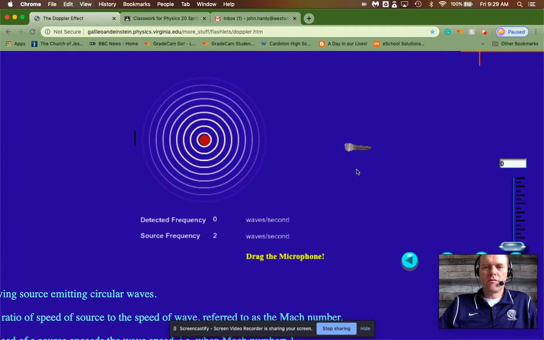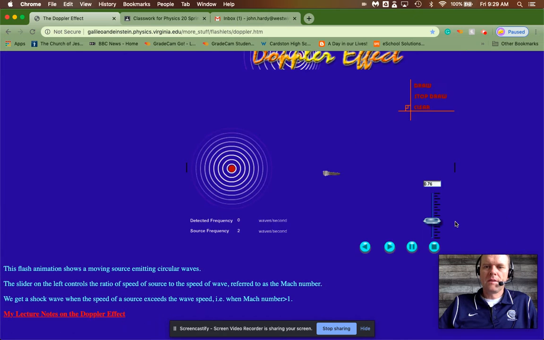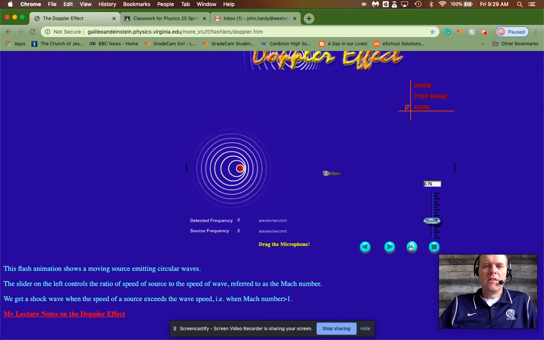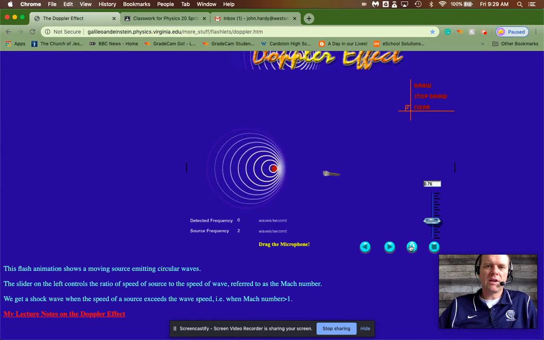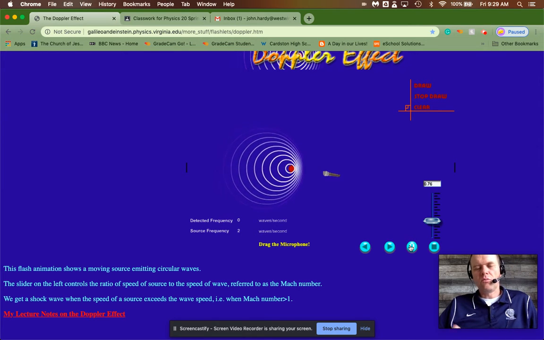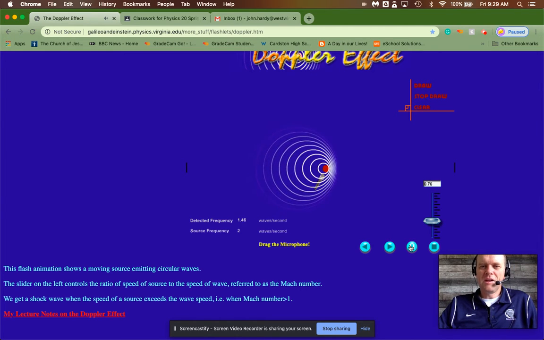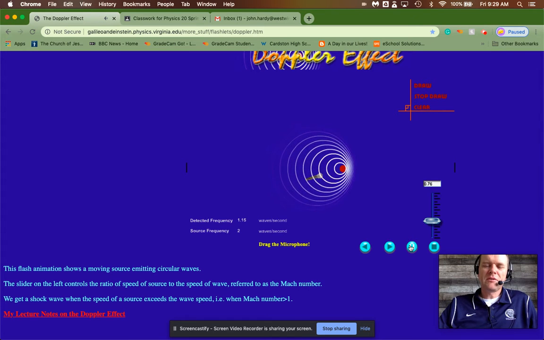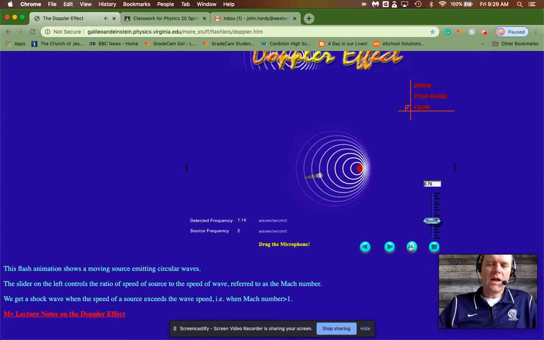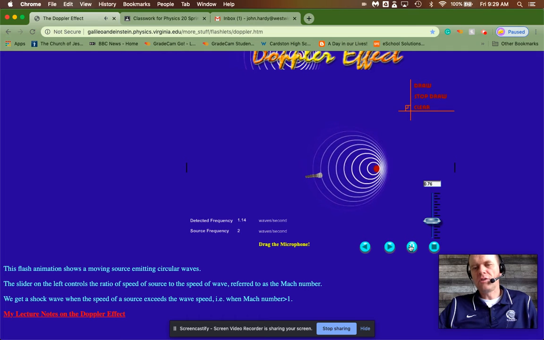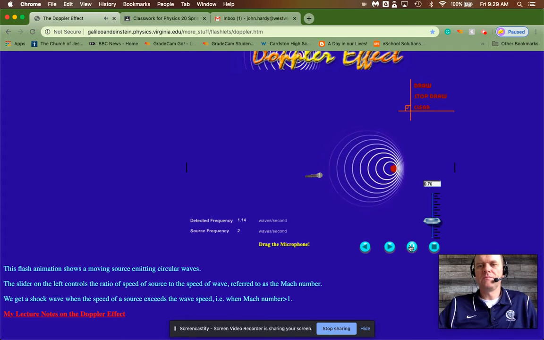So if we move the microphone away and then we actually send this towards the microphone at, we'll maybe go like 0.76 the speed of sound, then you start to see the Doppler effect. See, the waves are still being produced at 2 times per second, but because the source is moving, the waves in front of it are bunching up, and when it hits the microphone, you kind of hear them all at once, but then after it passes, you hear them at a lower frequency than 2 times per second. It's 1.14 or whatever, okay?